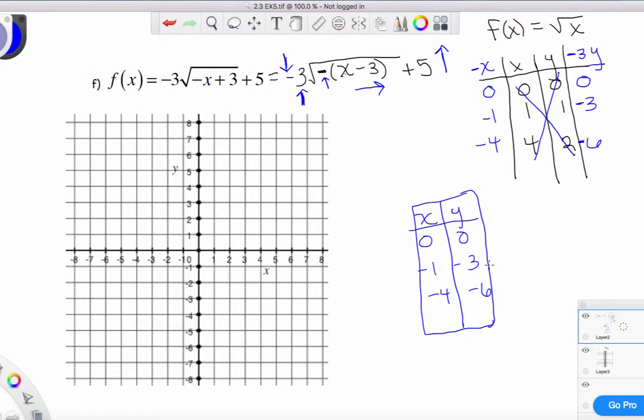All right, so let's go ahead and graph. I am going to be moving my origin to the right 3: 1, 2, 3, and then up 5: 1, 2, 3, 4, 5. That's my new XY axis. You are going to ignore all of the numbers that you see on the original XY axis. Do not pay any mind to them anymore. If you try to use them, you're going to probably be graphing wrong.